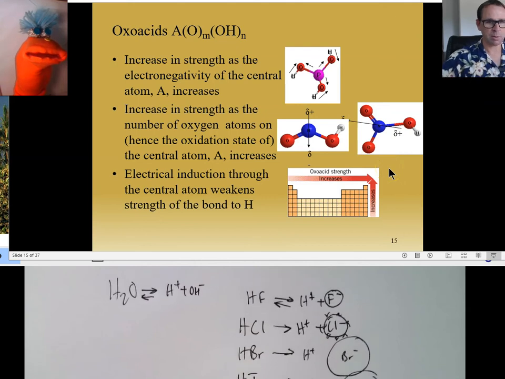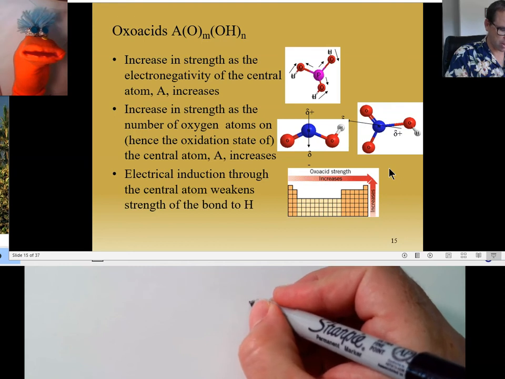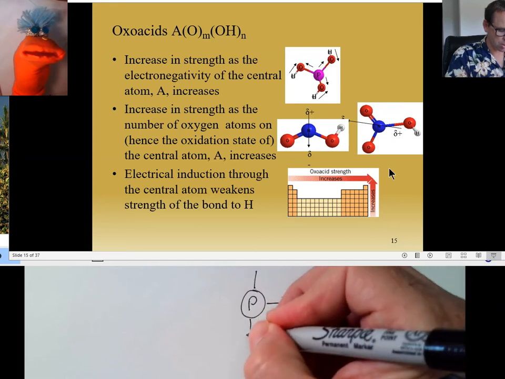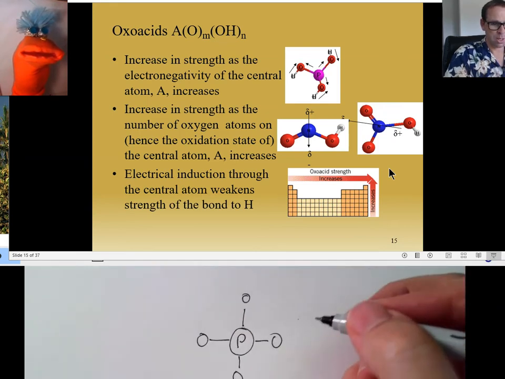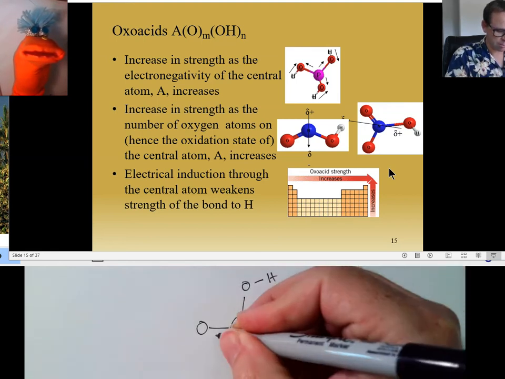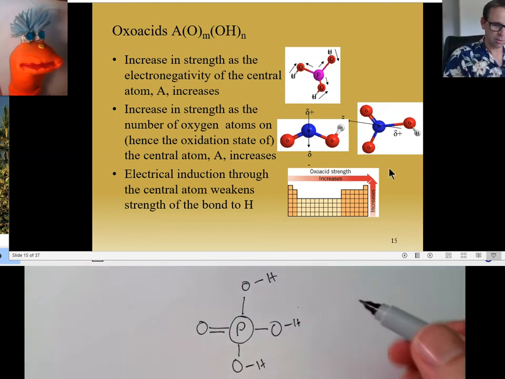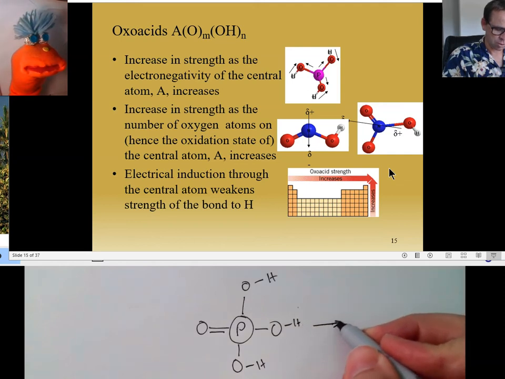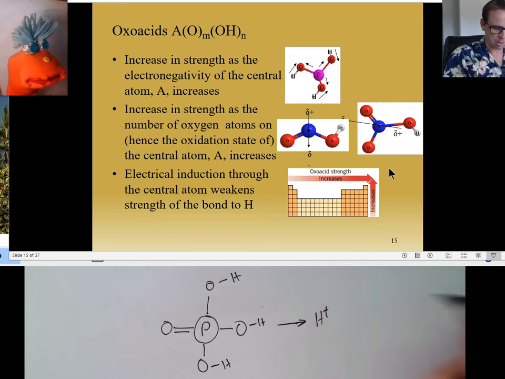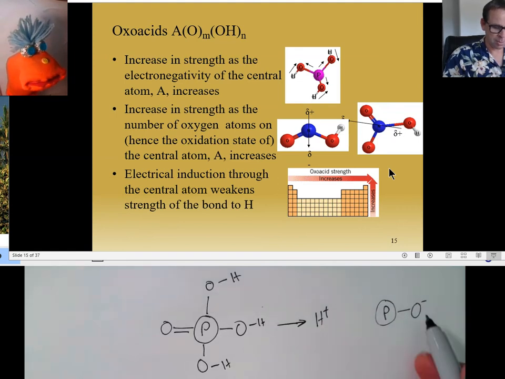Because, let's draw a picture of that. I mean, we have a picture drawn there, but let's talk through this picture. Central atom, like phosphorus, 4 oxygens, 1, 2, 3, 4, right? 3 of these oxygens have hydrogens on them. This one's double bonded. If hydrogen is going to leave, let's draw the dissociation in pictures. What's going to happen? H leaves as H plus? That's right. Leaving behind what? Behind the O minus. That's right. It leaves behind an O minus there.